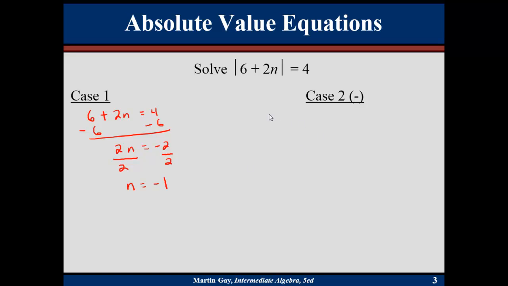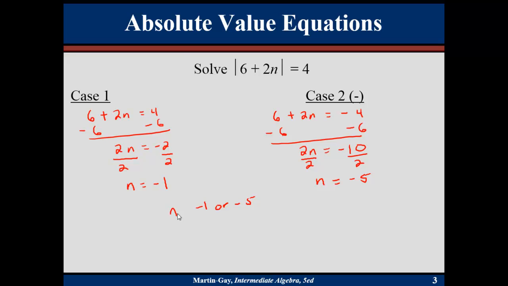Case 2, we drop the absolute value symbols off, leave everything like it is that was in the absolute value. On the right-hand side, we'll change the sign of this 4 and make it negative 4. And then we'll solve the equation. Subtract 6. So we get 2n equals negative 10, and then divide by 2. So therefore n equals negative 5. So negative 1 or negative 5 would be our answers.